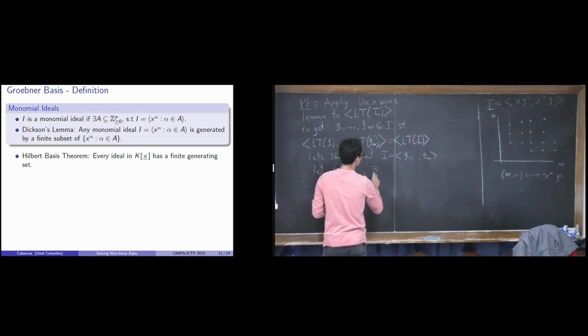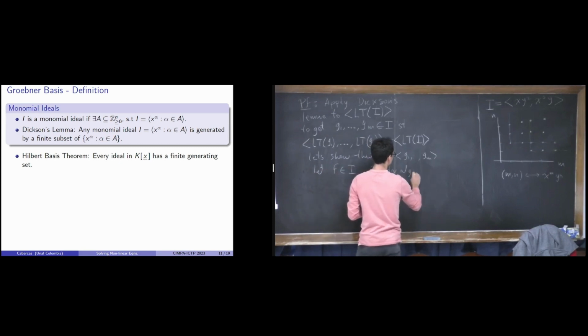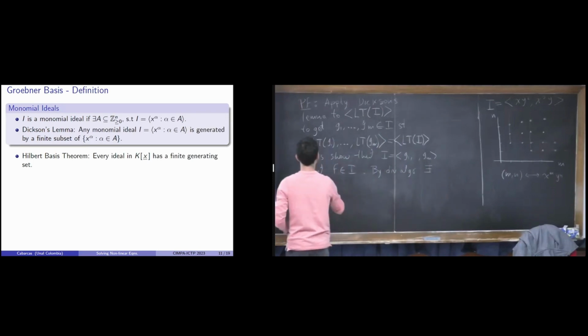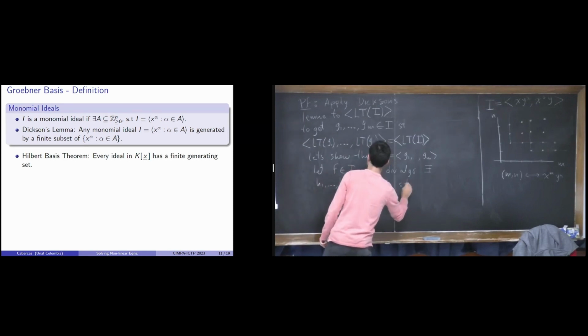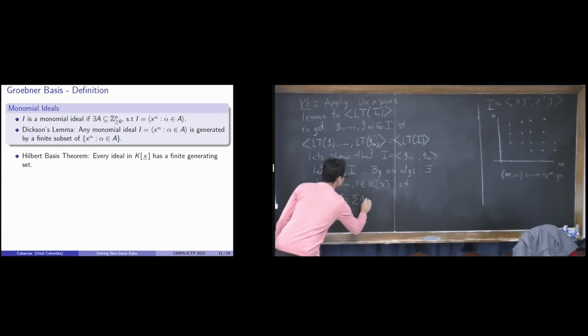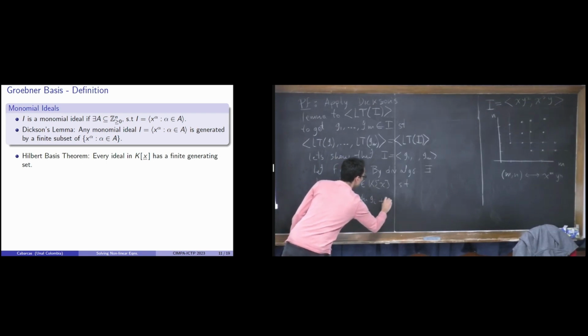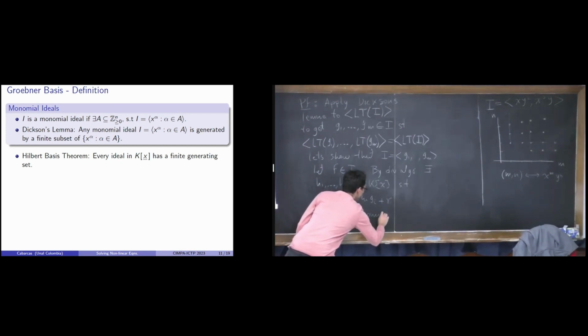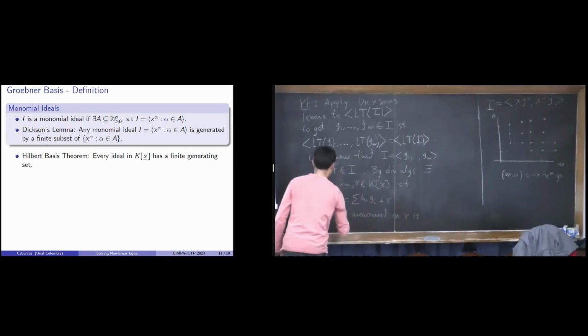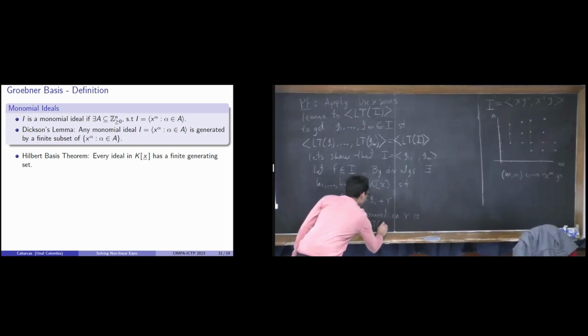So by the division algorithm, there exist H1, ..., and R such that F is the sum of the HIs times the GIs, plus R, and no monomial in R is divisible by any of the monomials in G. No monomial in R is divisible by the leading terms of the GIs.